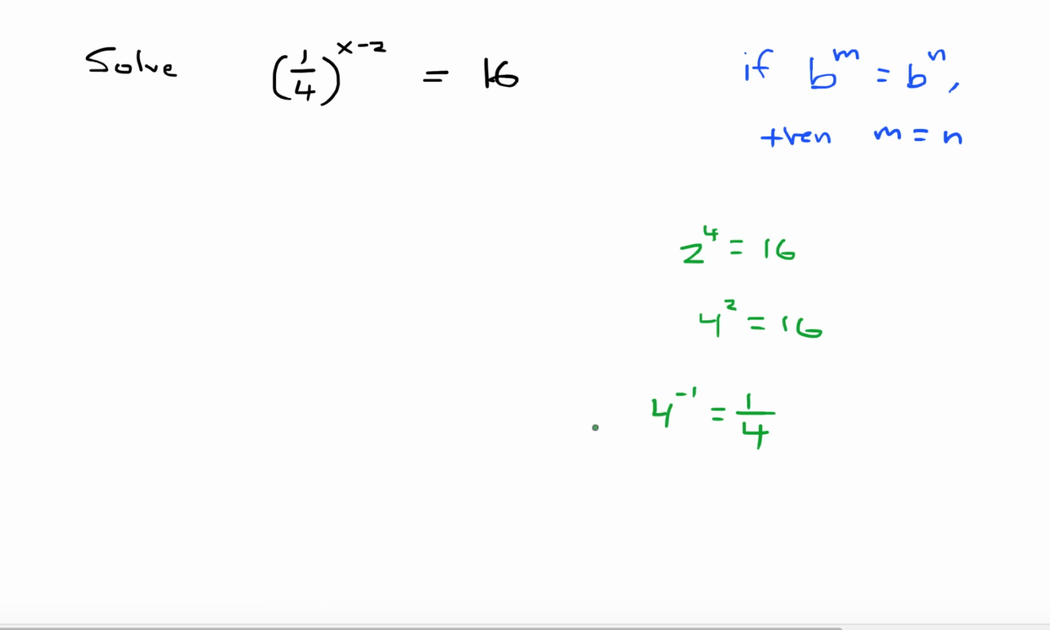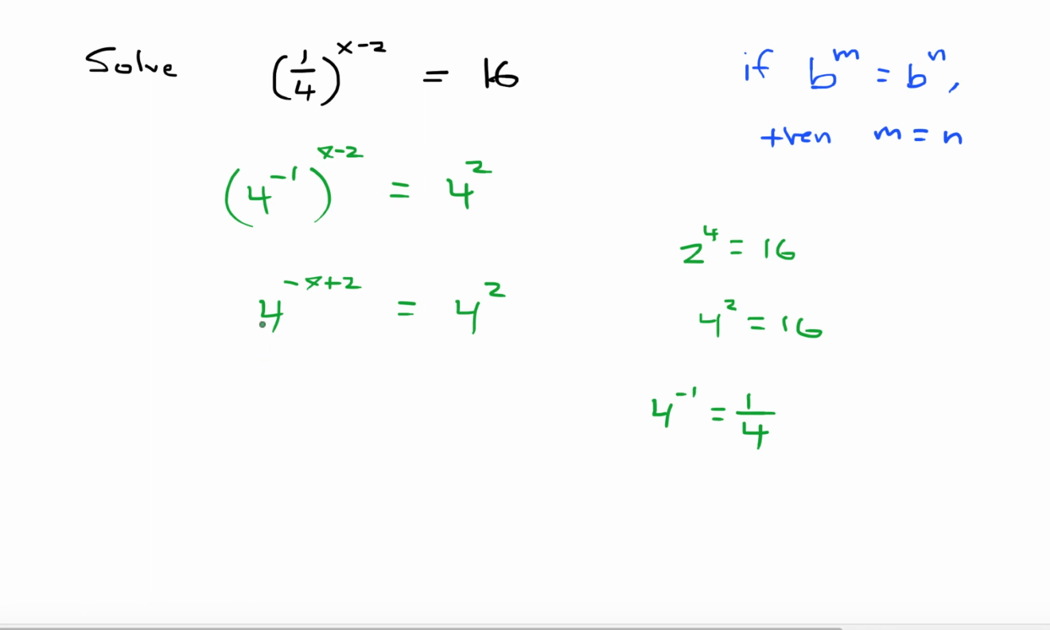Now you've got to be careful with this one. Remember, 1/4 is 4 to the negative 1st power, so we can rewrite it like that, still with the x minus 2 here. On the right side, we can write the 16 as 4 to the 2nd power. And here we've got to use the rule properly and make sure that we distribute this negative to both terms. So we get 4 to the negative x plus 2 power is equal to 4 to the 2nd power.